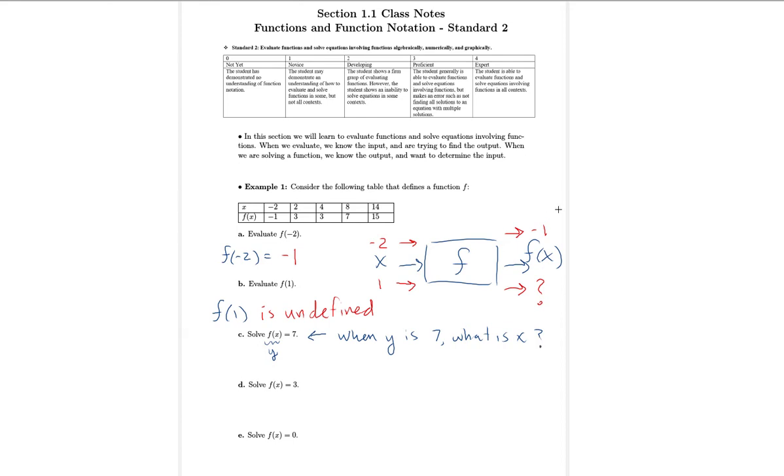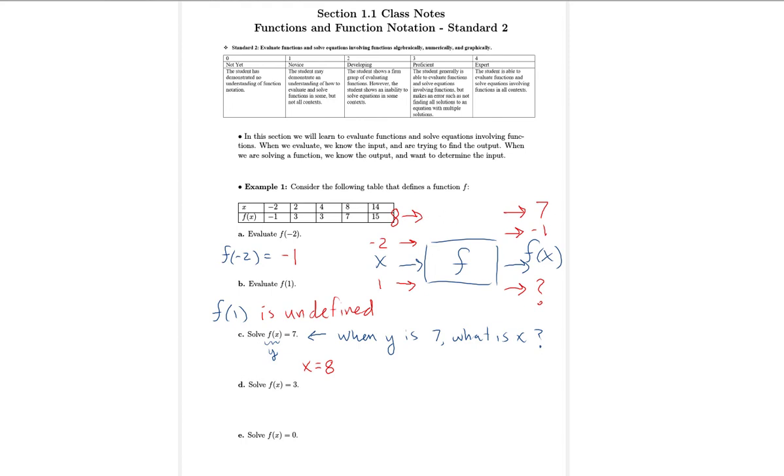All right, so here in the diagram we are saying we know that 7 comes out the other side. So what had to go into the function in order to make 7? So I'm going to go find 7 here in the list of y values and note that it came from x equals 8. So my answer here is x equals 8, because that's what you would send into the function in order for 7 to pop out.